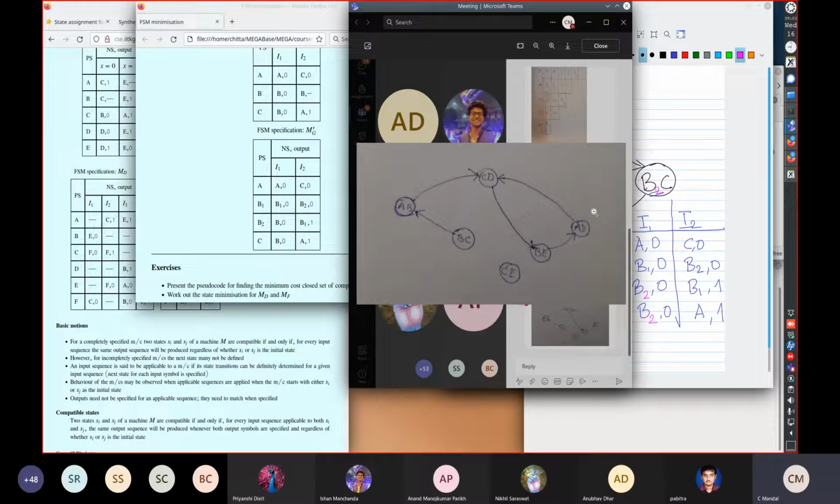So why don't you try to do a state splitting for this machine and see what you get. All right, so please try out state splitting here. Try to split D into D1 and D2 so that D1 is compatible with C and D2 is compatible with A. So you can work out and you can post your result over here.